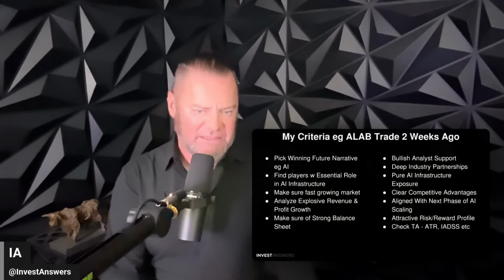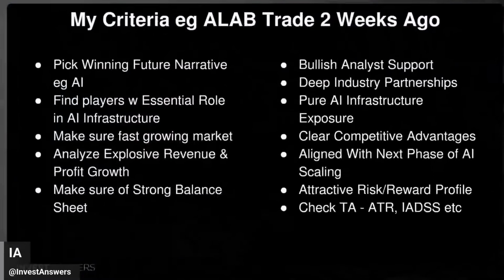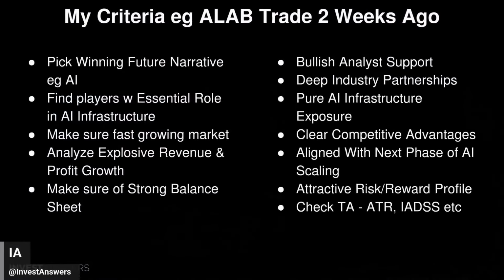But I do want to take a second to talk about this. And this is the criteria for finding a winning asset. The final thing you do on this 12-step process is check your TA, your ATR, and your IDSS, etc. But we did a trade 2 weeks ago on ALAB, which is an AI infrastructure play. And this is the list I go after first.